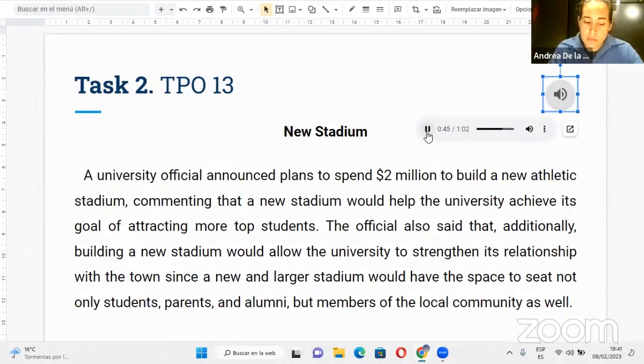Yeah, but this won't help relations. Look, people from town hardly ever come to games because our teams always lose, and they're not suddenly going to improve overnight. Besides, adding seats won't make a difference. I mean, if people from town didn't come before, they won't come now just because the place is bigger.